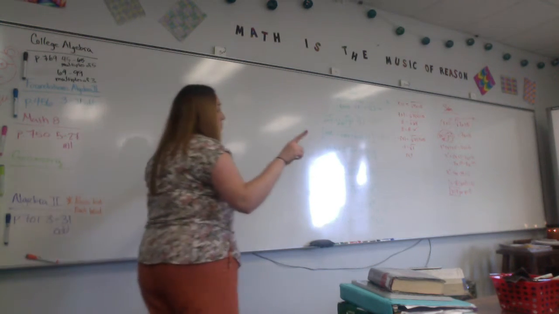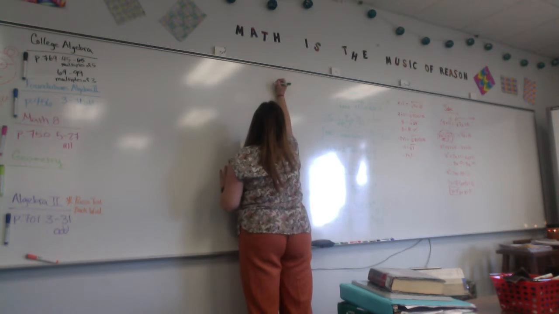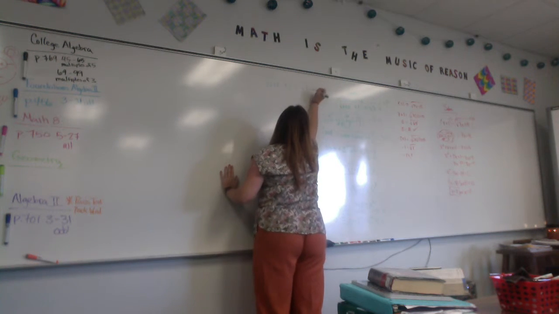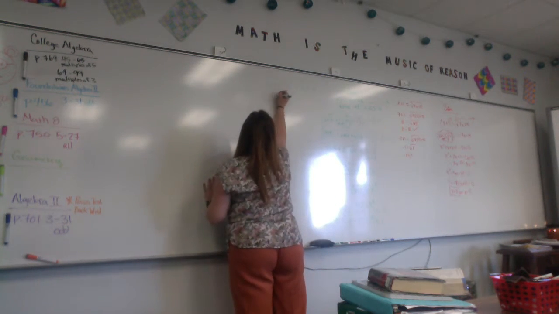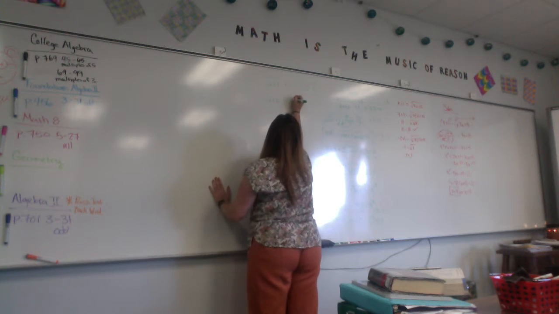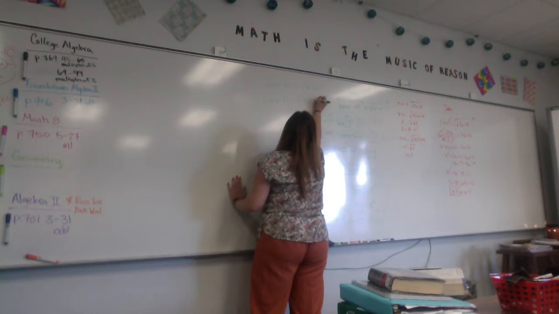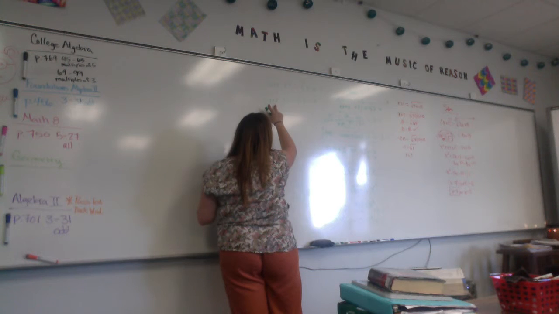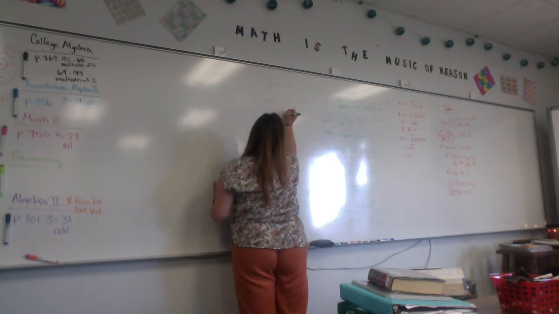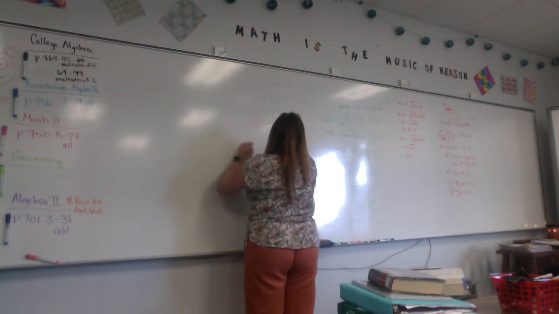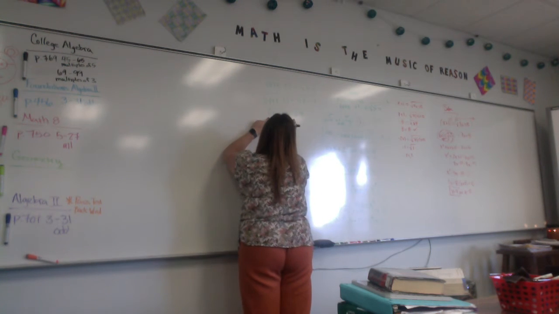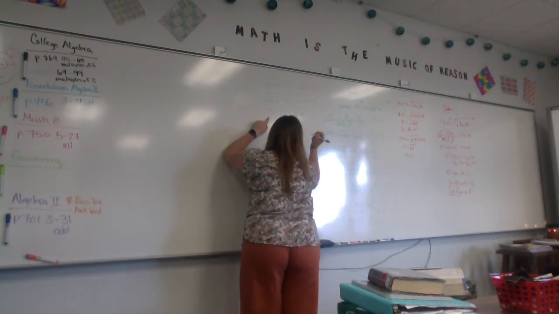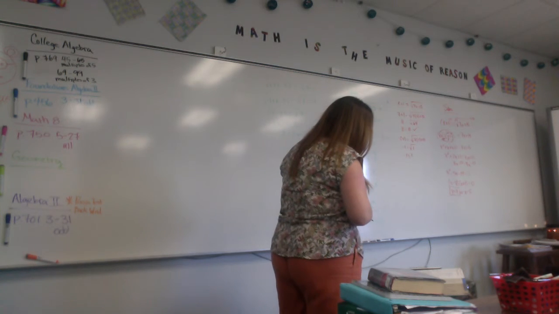Check it in the original. So the original said the square root of x plus 2 plus 1 equals the square root of 3 minus x. I'm going to start by plugging negative 1 in. Negative 1 plus 2 plus 1 equals 3 minus negative 1, right? What's negative 1 plus 2? So I have the square root of 1 plus 1 equals the square root of 4. What's the square root of 1? So 1 plus 1 equals, what's the square root of 4? Does 2 equal 2? Yes. So negative 1 works.